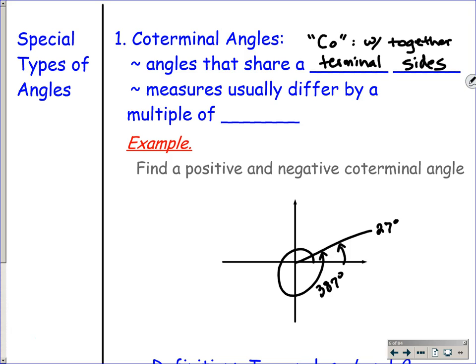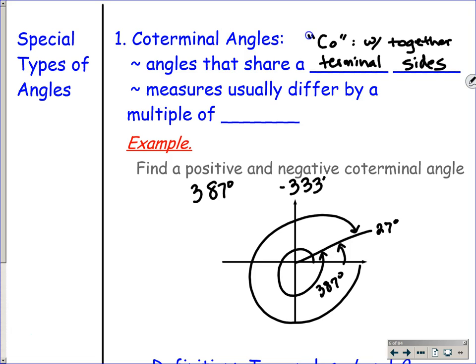But what's another way of getting there? In homework, it's going to ask you for a positive coterminal angle, which 387 is one. How'd you get there? By adding 360. But how about negative? If you're going a negative direction, aren't you doing the negative 360 and just taking away the 27, right? So 360 take away 27 is going to be 333. So negative 333.